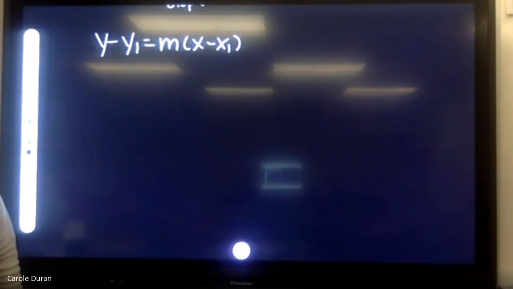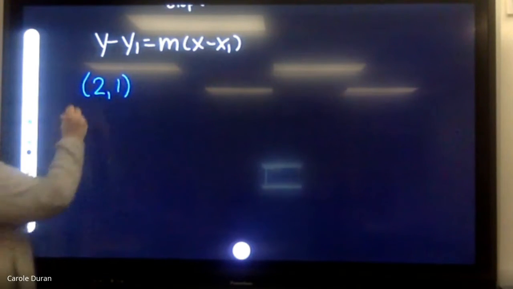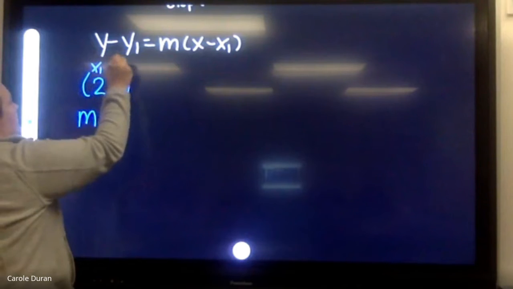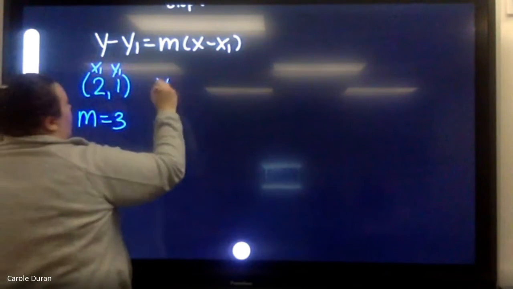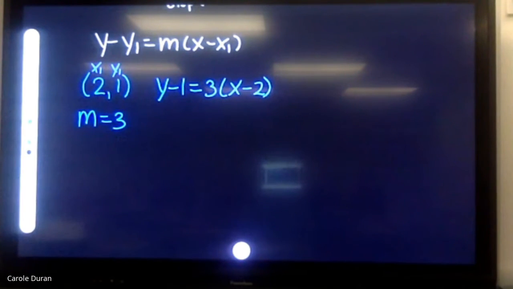So using this equation for part 3, it wants the equation of the line that goes through the point 2, 1 and has a slope of m equals 3. So then I just take this information and plug it into that equation. So 2 is my x1, 1 is my y1, and m is 3. So I get y minus 1 equals 3 times x minus 2. That is the point slope form. Questions, concerns, or issues with that? Okay. Make sure you're paying attention to the form it's asking for.